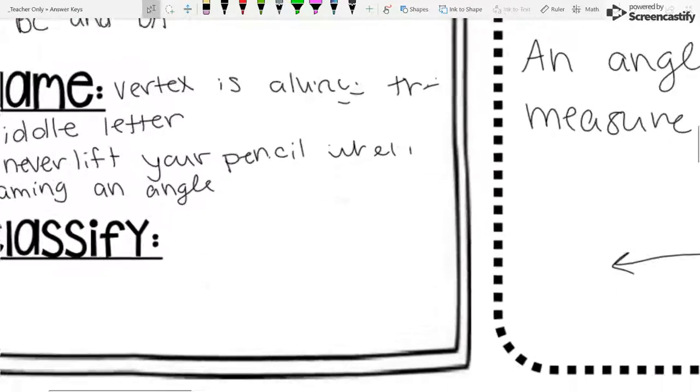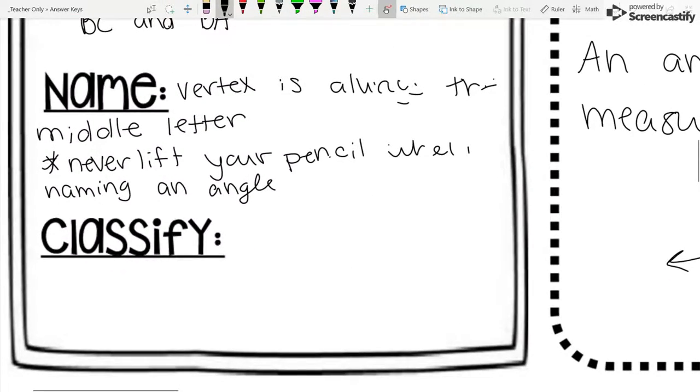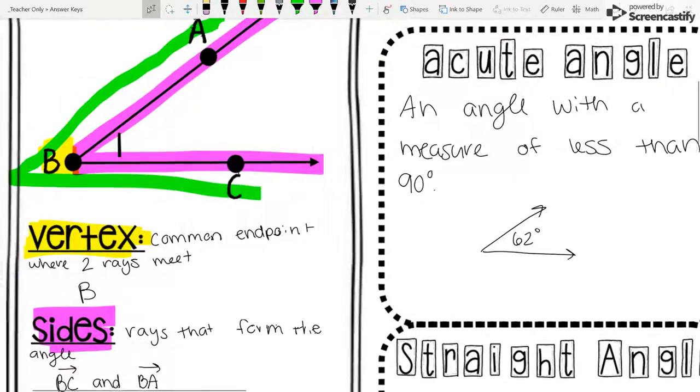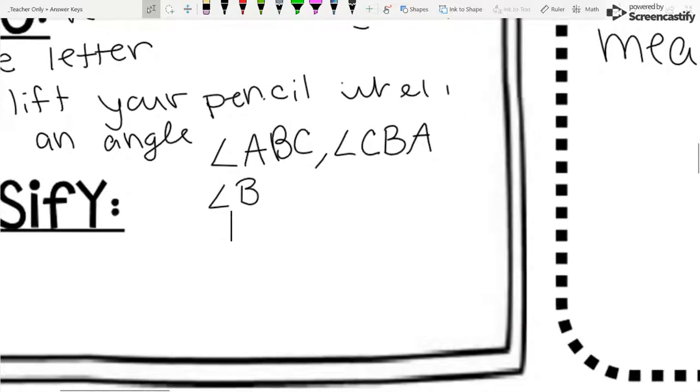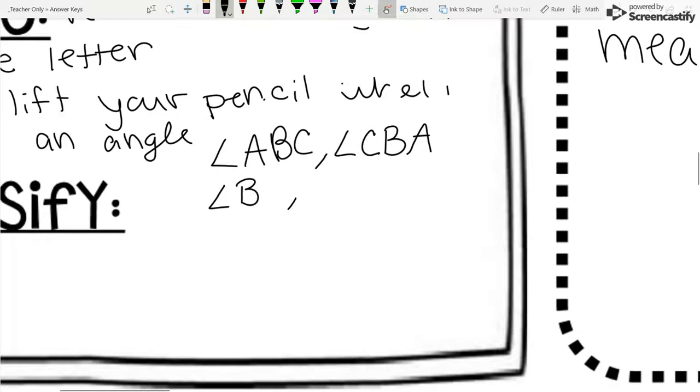Whenever we name an angle, we have to use the symbol for angle in front, which looks like this, and then we can call it angle ABC. Notice how our vertex is in the center. We could also go the other direction and call it angle CBA. Or, because there is only one angle centered at vertex B, this can be called angle B. And because there is a number right inside of my angle, 1, this can be called angle 1. So for this one angle, we can call it any one of these four names.